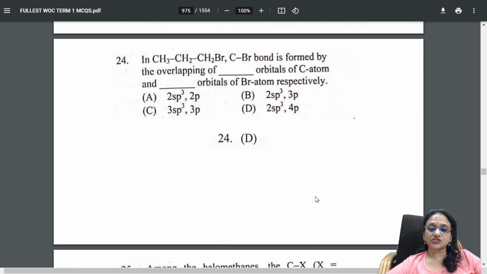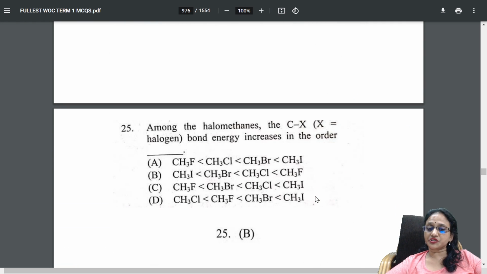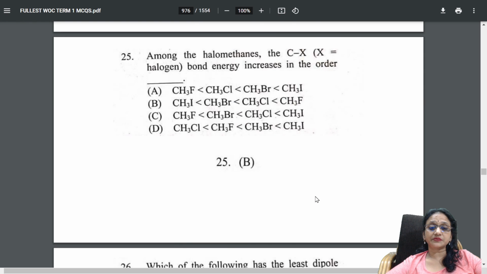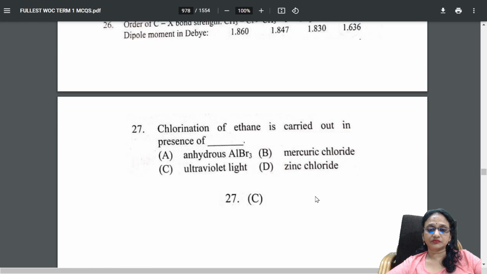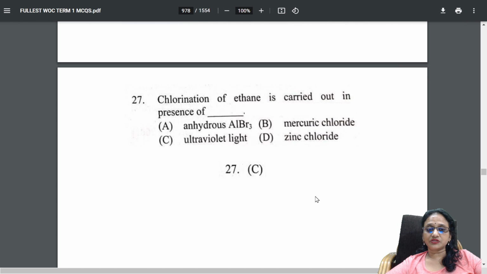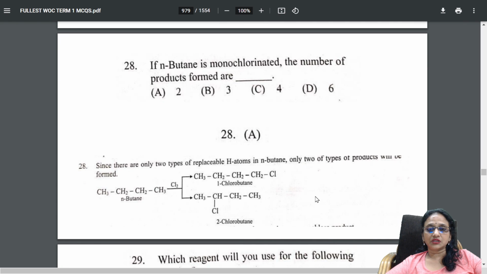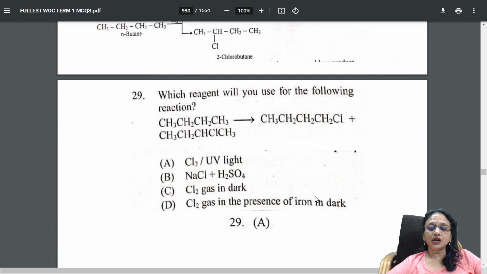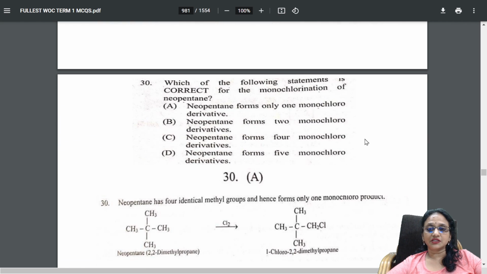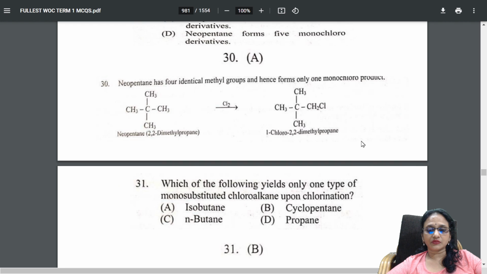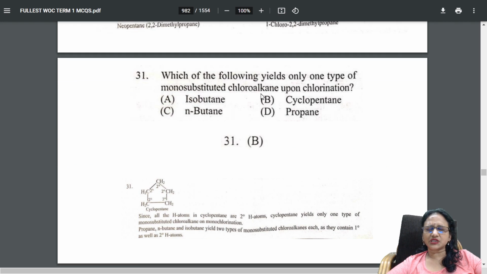After the questions based on IUPAC, then come questions based on bond energies, questions based on dipole moment, and halogenation. Further halogenation questions: what is used for forming free radical halogenation? Gradually, questions are asked in this way. Nothing to worry about. The question is given, the option is given, and the explanation is also given below.